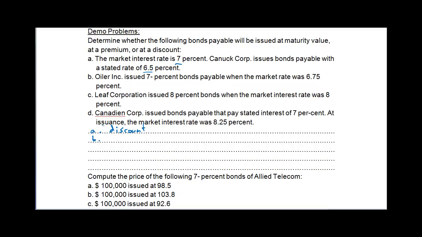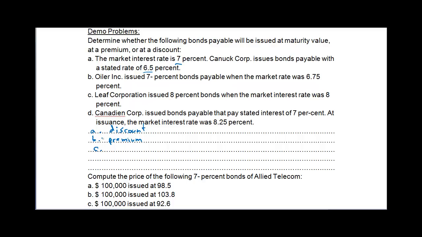B. Euler Inc. issues a 7% bond when the market rate was 6 3/4. So now the market is happy because the bond pays more than the going rate of 6.75%, and therefore they will bid up the price, and the bond will sell at a premium.